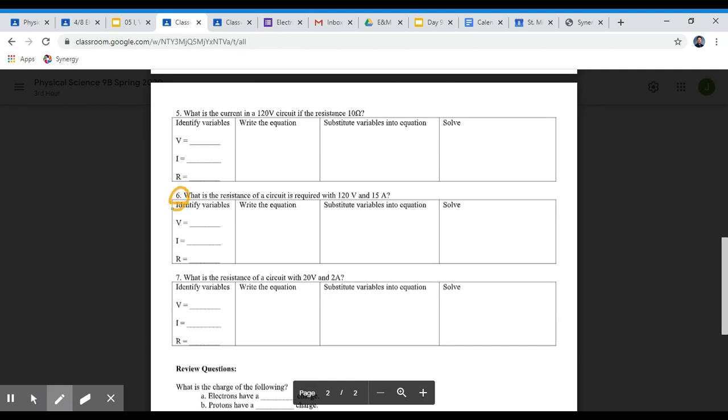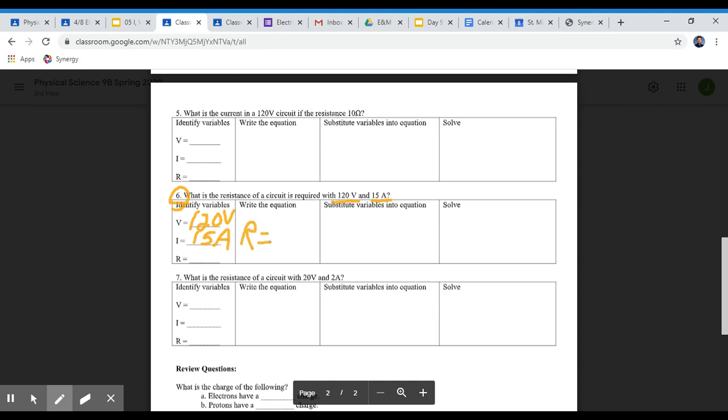All right, so looking at number 6 here then. What is the resistance of a circuit required with 120 volts and 15 amps? It's great grammar there. All right, we don't have to worry about the grammar so much. We just care about numbers here in science, right? So we have voltage is 120. And we have 15 amps, which is going to be your current. And we need to solve for resistance.